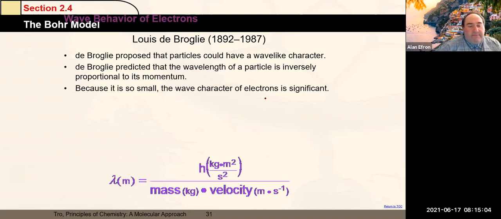And because particles are relatively small, the wave character of something like an electron, which is a particle, is significant. And this is what is sometimes referred to as the de Broglie wavelength. The wavelength is equal to h divided by the mass and divided by the velocity here.